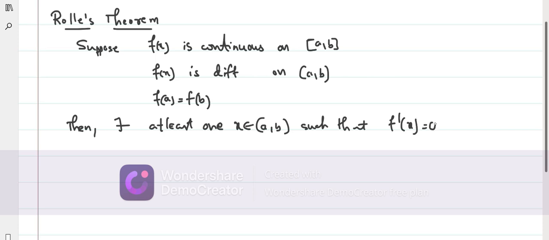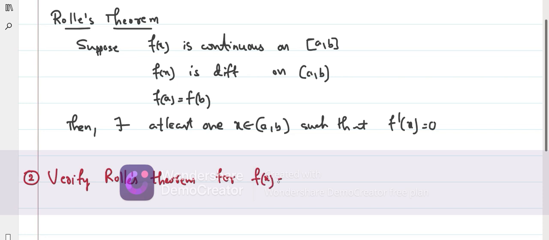So verify Rolle's theorem for f(x) = sin(x) / e^x in the interval [0, π].